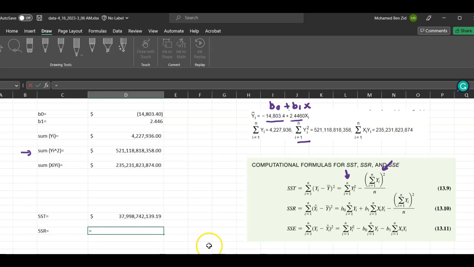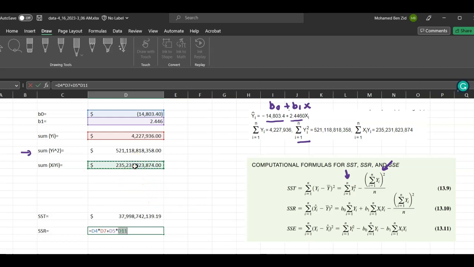Then we move on to SSR. We're going to do the same thing by following the formula. You see here we start with b0, and that will be the value right here. I just click on it and then multiply, holding the shift key and pressing 8, and the sum of yi's will be this value over here, and then a plus sign, followed by b1. b1 is 2.4460. So I'm going to click on this value, multiply, so shift and 8, and then the sum of xi's yi's, and this is it.